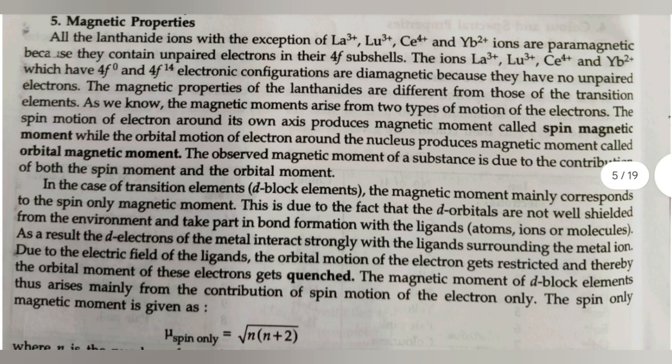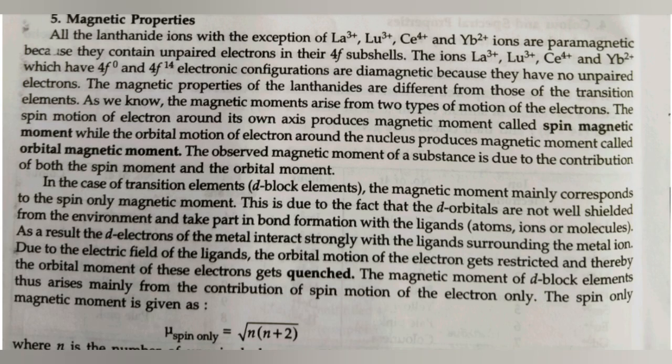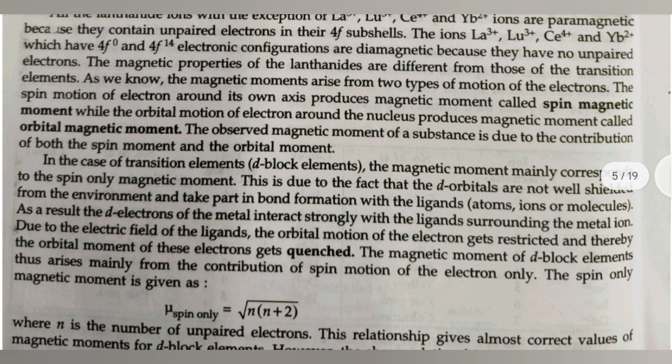Magnetic properties. All the lanthanide ions with the exception of La3+, Lu3+, Ce4+ and Yb2+ ions are paramagnetic because they contain unpaired electrons in their 4f subshell. The ions La3+, Lu3+, Ce4+ and ytterbium 2+, which have 4f0 and 4f14 electronic configuration, are diamagnetic because they have no unpaired electrons.